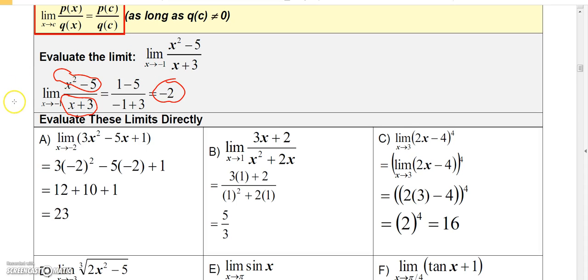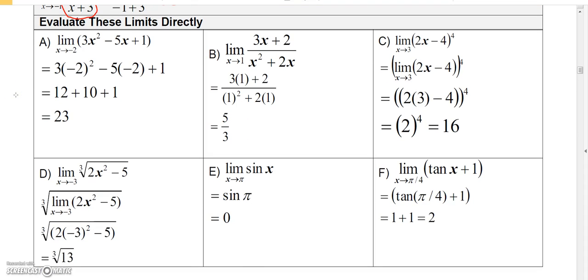So I want to finish with just a few examples here. I'm going to just go over these kind of quickly, but you can slow the video down if you need to and go back over it. But the limit of this trinomial as x approaches -2, just plug -2 in for x everywhere there's an x, and then evaluate that, and you'll get the answer 23.